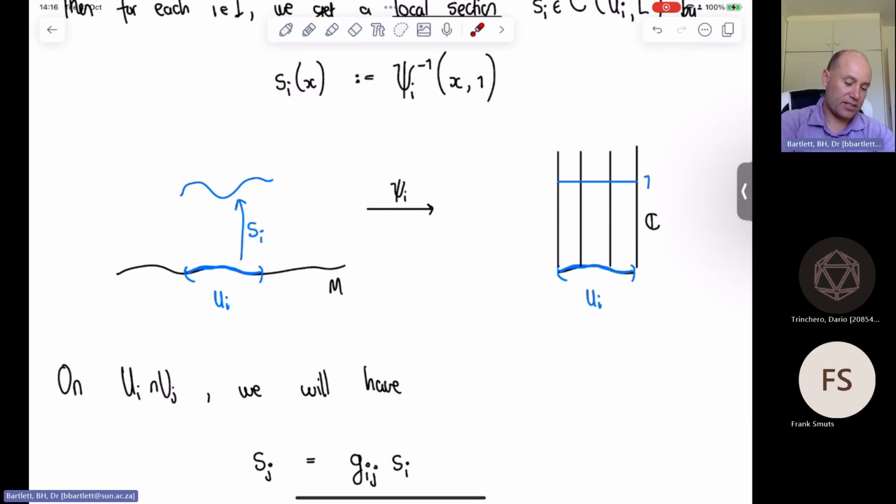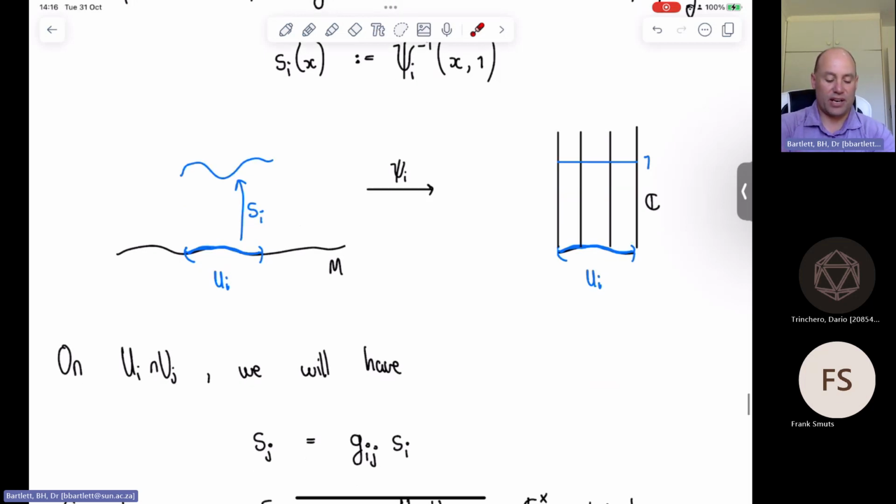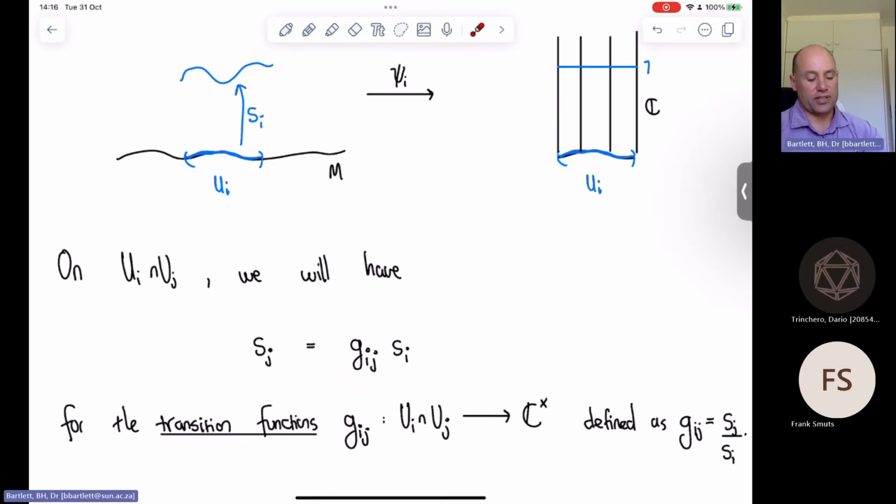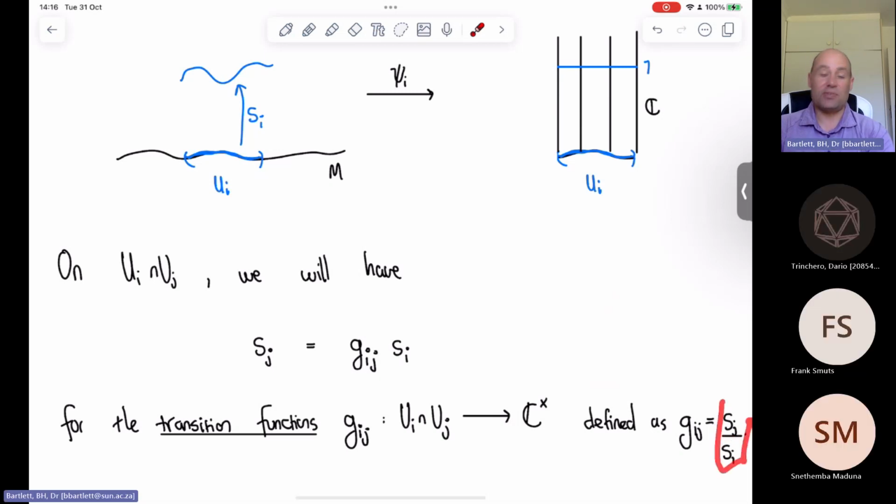So now notice that these sections aren't just some arbitrary local sections. On the intersection of UI with UJ, we're going to have that Sj equals Gij times Si, where these Gij are called the transition functions. They are actual smooth functions defined on the intersection of UI with UJ, and they take values in the non-zero complex numbers, because literally you just take the quotient of Sj over Si. I can do that because this guy is an element of a one-dimensional vector space, and this guy is an element of a one-dimensional vector space. Both are non-zero elements in that space, and particularly this guy is non-zero, so I know that this guy can be written uniquely as some complex number times that guy. I'm not taking the quotient of 2 complex numbers here. I'm taking the quotient of 2 non-zero vectors in a one-dimensional complex vector space. But the result will be a complex number.